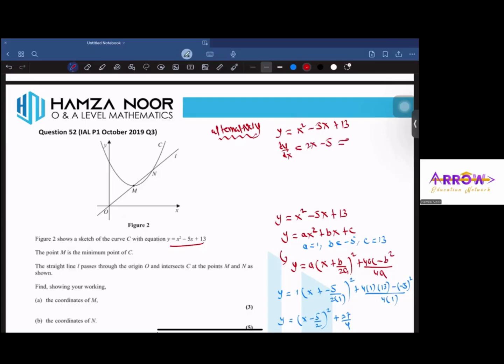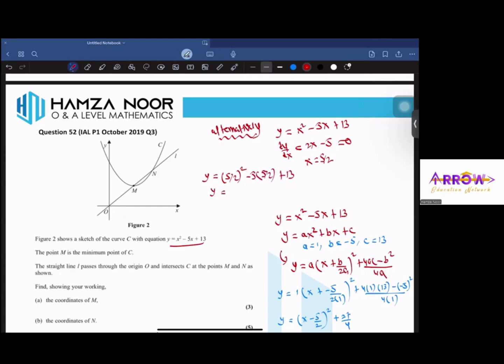So dy over dx is equated with 0, so that we get the x coordinate of the turning point, meaning the x coordinate of the stationary point of the quadratic curve. So x is equal to 5 over 2. And when we get x equal to 5 over 2, we substitute it back into the equation of the curve. So y is equal to (5 over 2) whole squared minus 5 times 5 over 2 plus 13.